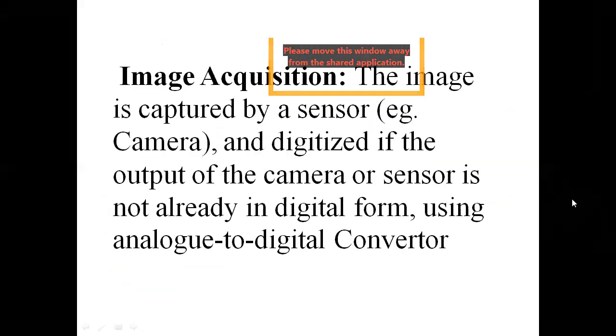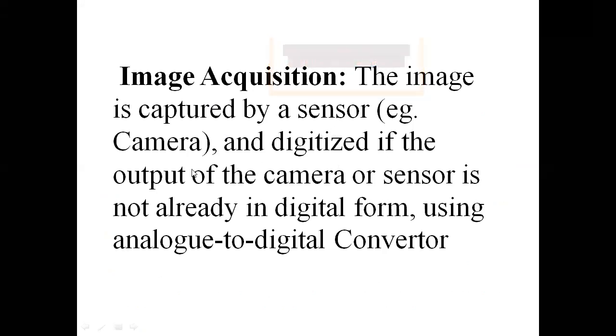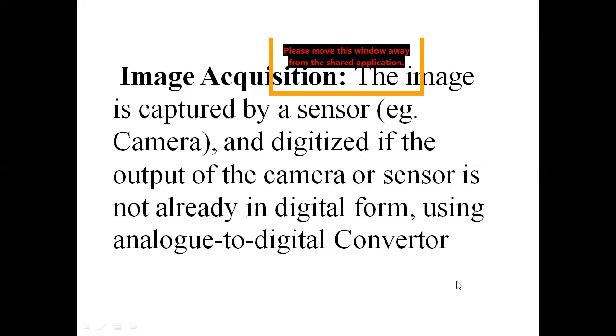Next, if we are taking one by one, image acquisition. Image acquisition means the image is captured by a sensor and digitized, if the output of the camera or sensor is not already in digital form, by using an analog to digital converter. So image acquisition means to capture the image in digital form. That is only one step.